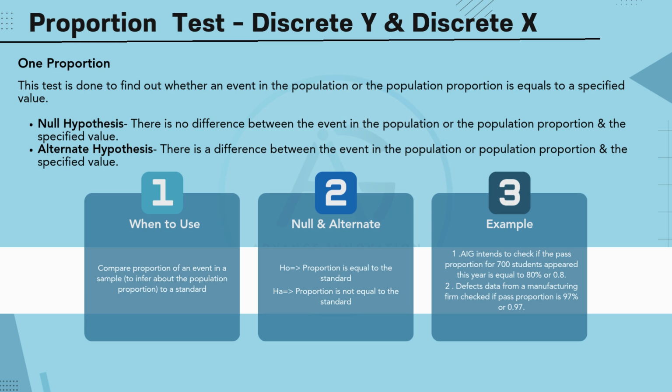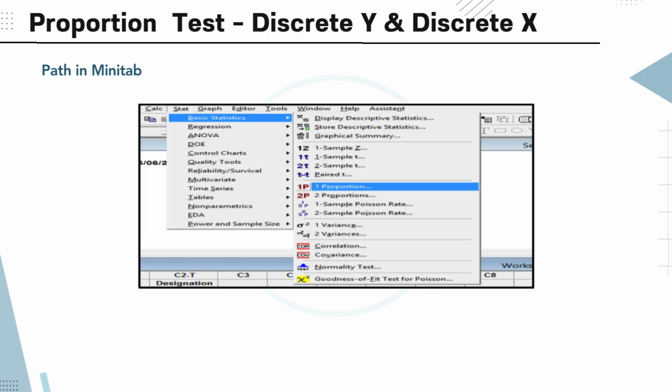Examples. Suppose AIG wants to test whether the pass rate for 700 students is 80% or not. Another example is checking if the defect-free rate in a production process is 97%, as expected. This test is particularly useful for quality checks, survey results, or any binary outcome scenario where you have a benchmark to validate against. Let's now look at how to perform the one-proportion test using Minitab, which is one of the most widely used statistical software tools in Six Sigma and quality analysis.